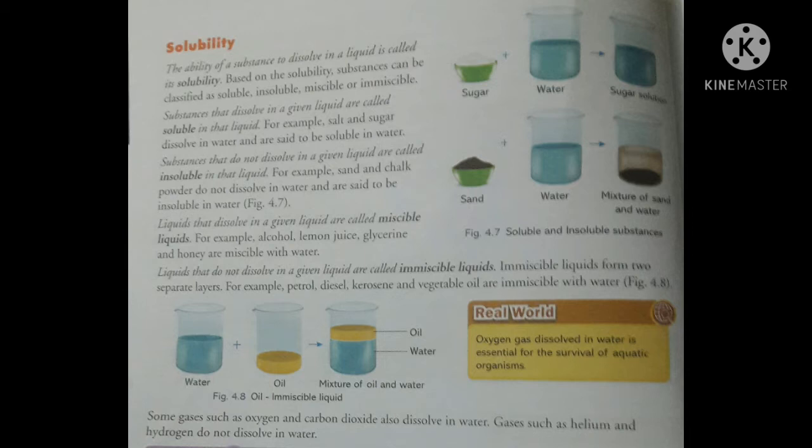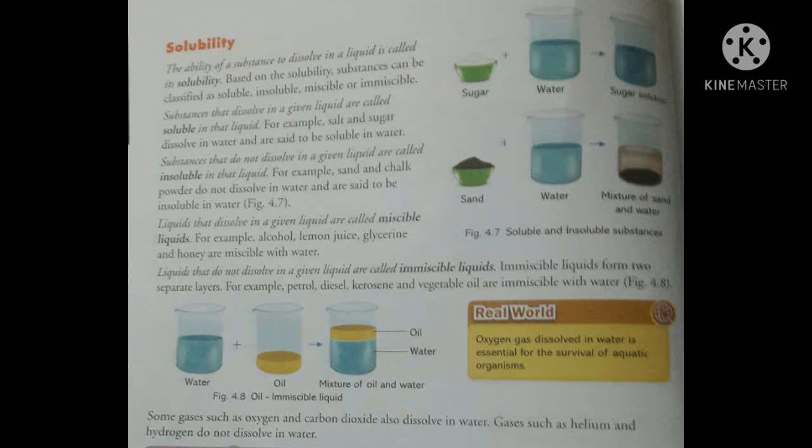Now the liquids that dissolve in a given liquid are called miscible. The term miscible is used for two liquids. If two liquids dissolve in each other, then they are called miscible. For example, alcohol, lemon juice, glycerine and honey are all miscible with water. All these get mixed with water.